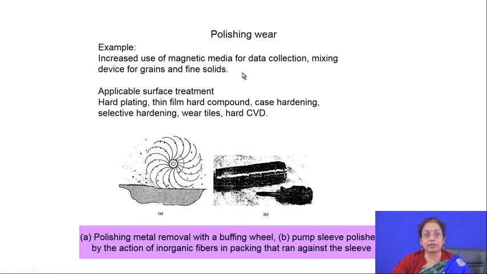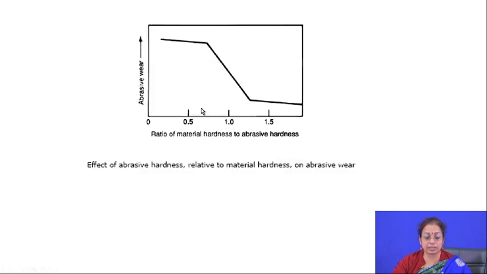Examples include increased use of magnetic media for data collection and mixing devices for grains and fine solids. In those cases, if you see the component surface after prolonged operation, you will find very fine scratch marks, but the surface looks very bright. This is a typical example of polishing wear. Typical surface treatments you can apply to improve polishing wear resistance are hard plating, thin film hard compounds, case hardening, selective hardening, wear ties and hard CVD. So, if you are interested in getting rid of polishing wear, you have to harden the surface carefully.